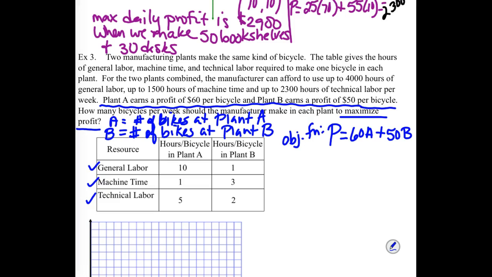Your unknowns should be the column headings. All right? So we used A and B for number of bikes at plant A, number of bikes at plant B. If you set it up in that order, where you have your different types of constraints labeled on the left, and up on the top you have your 2 unknowns, you can add a 3rd column over here for total.